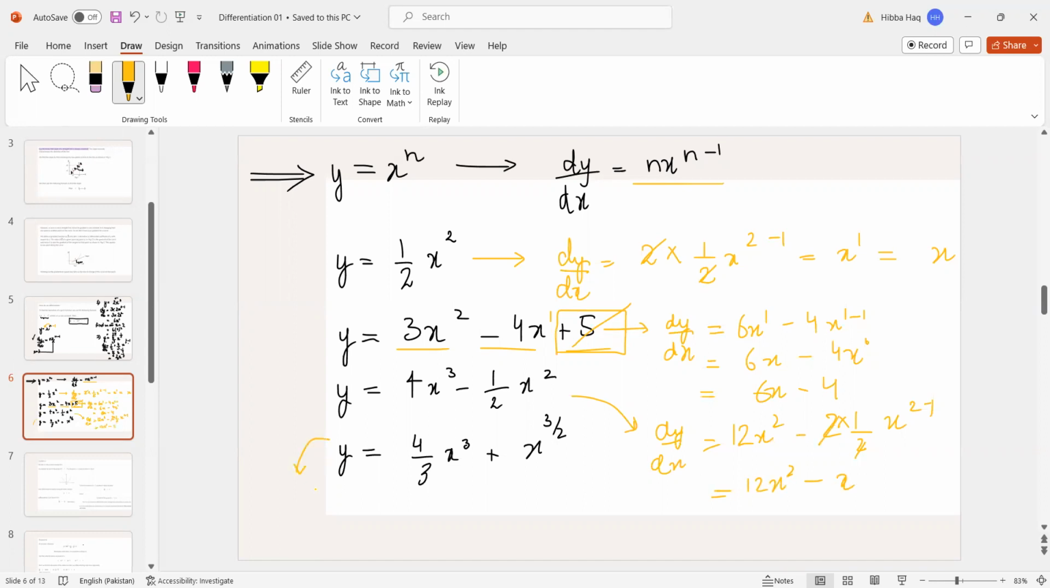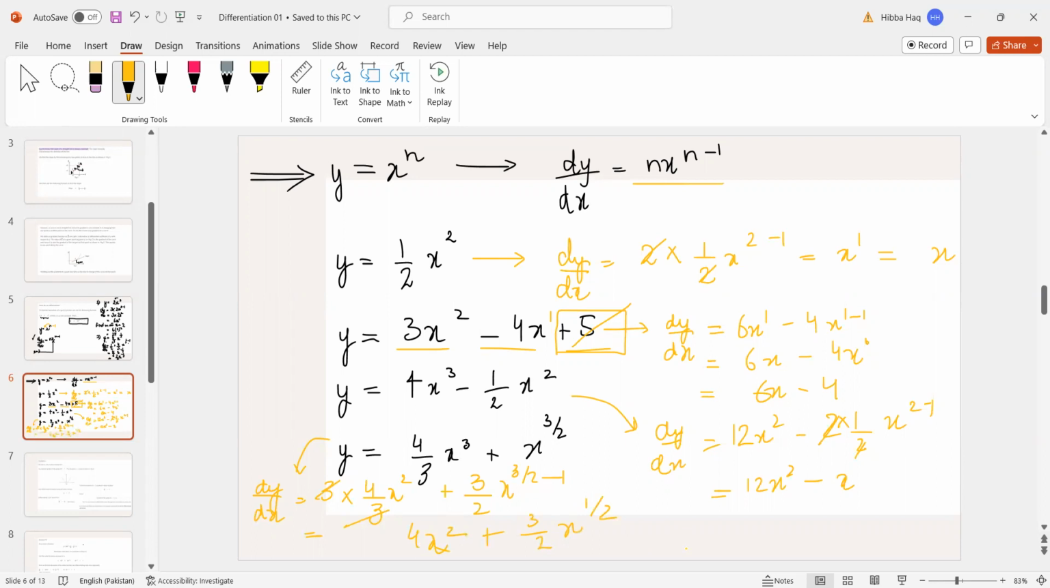So let's look at the last example here. So dy upon dx is equal to 3 gets multiplied. So 3 into 4 upon 3 x squared plus 3 upon 2 will get multiplied, x^(3 upon 2 minus 1). So this gives me 4x squared plus 3 upon 2 x^(3 upon 2 minus 1), which is going to give you 1 upon 2. So this is going to be the differential form.